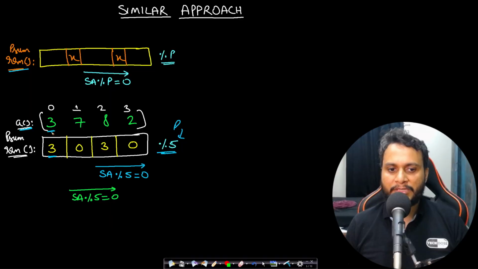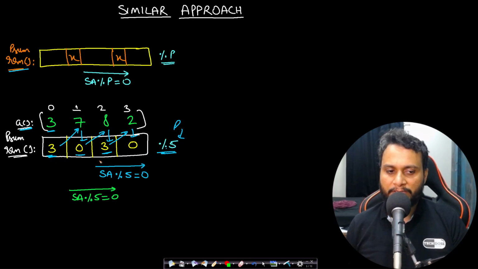So the initial value is 3. 3 mod p will be 3 only, right? So I will write 3. Now 3 plus 7 mod 5 will be equal to how much? It is 0. So I will write a 0. Now 0 plus 8 mod 5 will be equal to 3. 3 plus 2 mod 5 will be equal to 0. So this is the prefix sum remainder array.